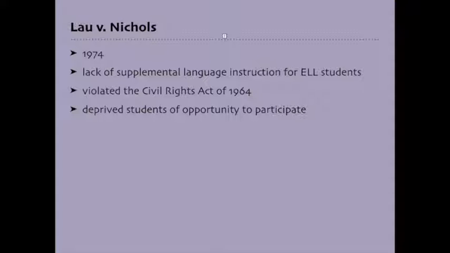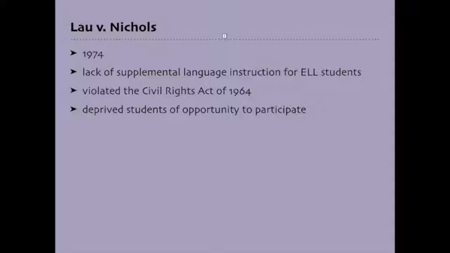Lau and other students of Chinese descent who did not speak English and received no supplemental English courses brought a class action suit against the officials in the San Francisco Unified School District. The United States Supreme Court unanimously decided the lack of supplemental language instruction in public schools for students with limited English proficiency violated the Civil Rights Act of 1964.